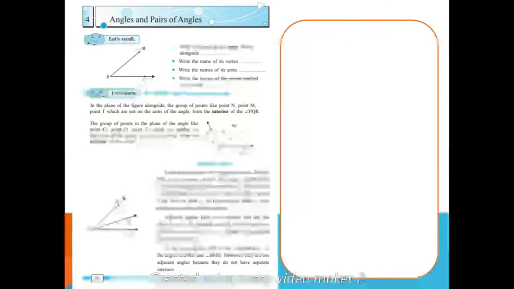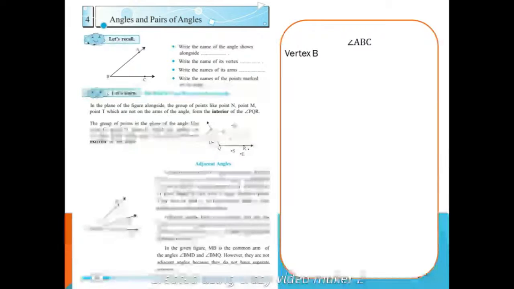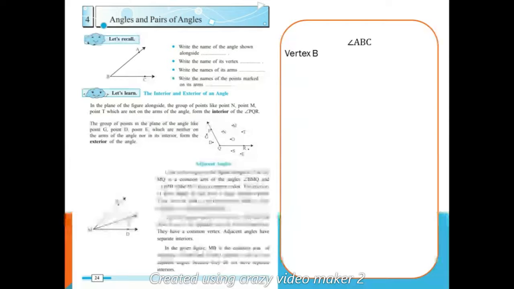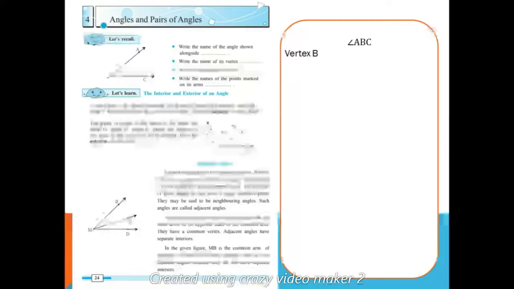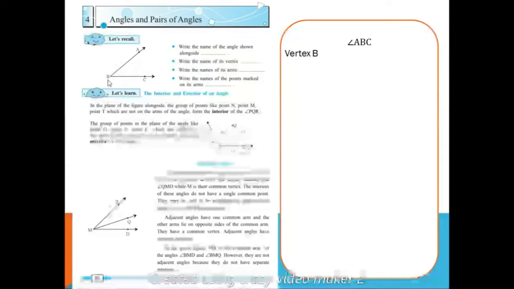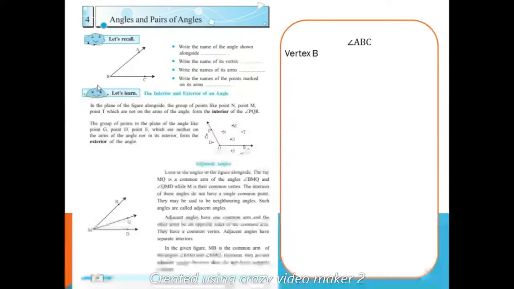So here is the angle, that is angle ABC, on the left side of the question. Write the name of the vertex. So vertex B. Now what is a vertex? The vertex is the point which joins the two arms, that is the rays, ray BA and BC, and forms an angle.